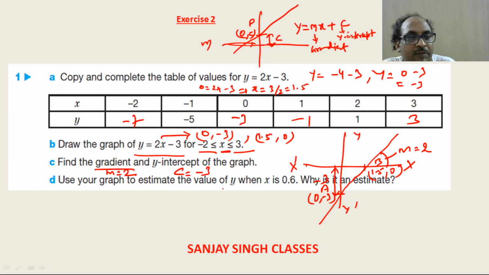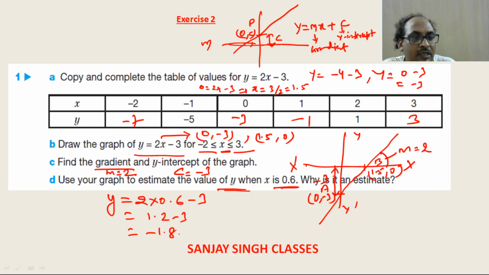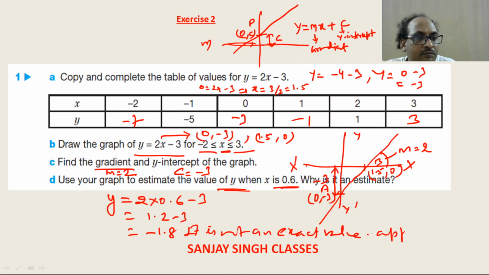Use your graph to estimate the value of y when x is 0.6. So the y value will be what? 2 into 0.6 minus 3, and it will be 1.2 minus 3, which will give you minus 1.8. So it is not the exact value. It is an approximate value.